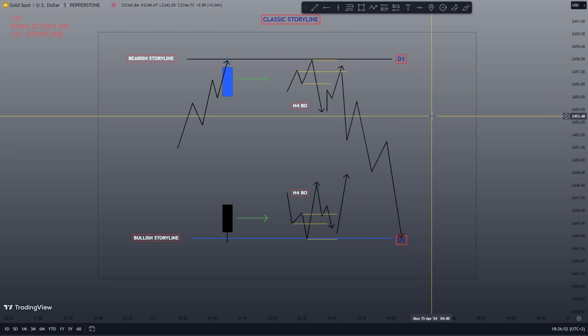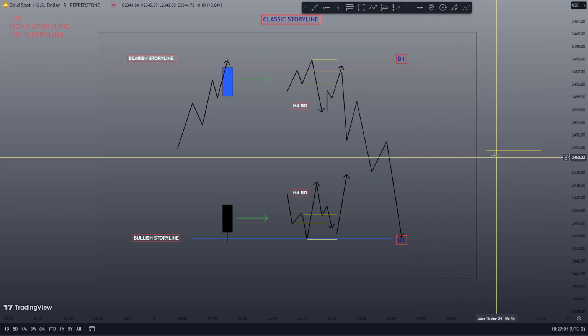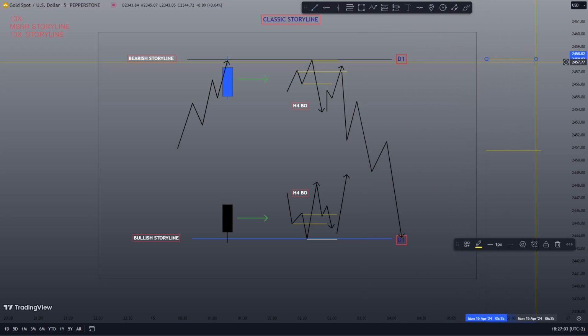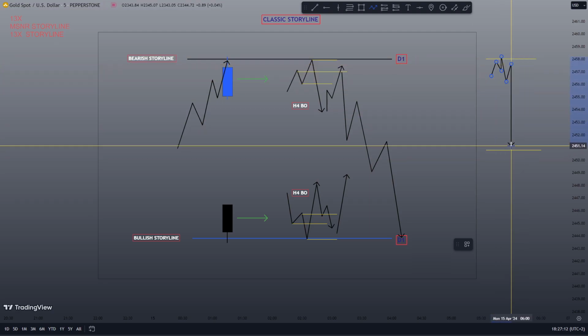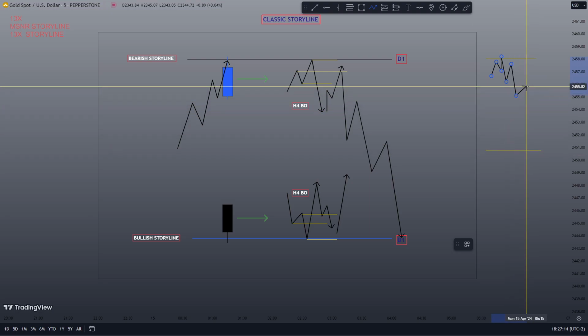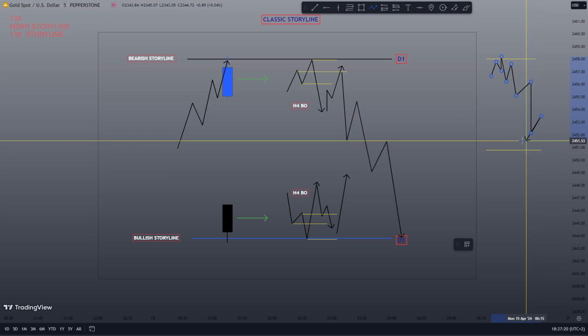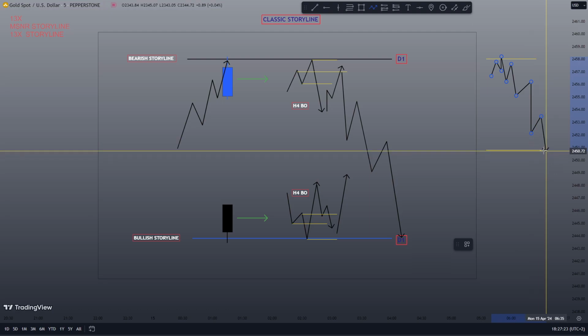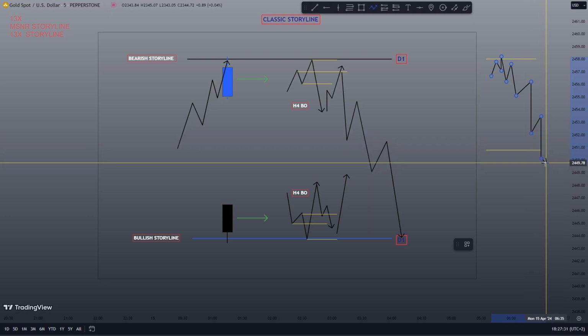We always monitor a daily level on H4. What's the meaning of that? Let's say this is a daily fresh level. We have a daily storyline started. We monitor our daily fresh level on H4. Once price is coming to our daily fresh level, we open H4 and we monitor this daily level on H4.